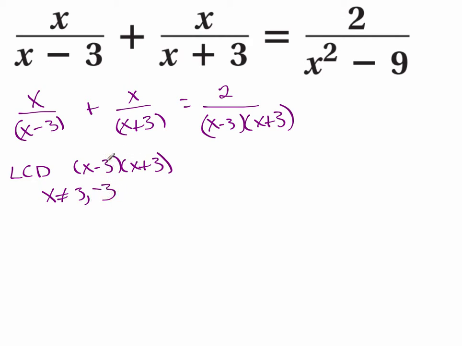The next thing you're going to do is multiply each of these terms so that you get the least common denominator, and then you can cancel it out. Or, and I recommend this one, just multiply the entire thing through by the least common denominator. This should get rid of all of your fractions.